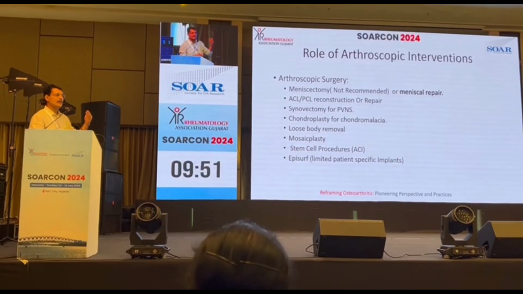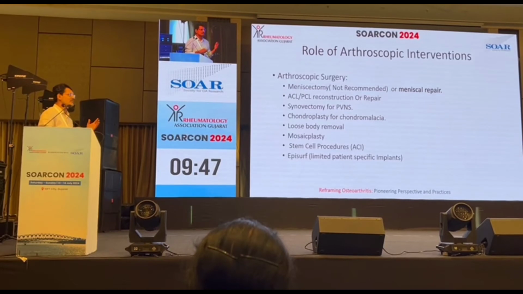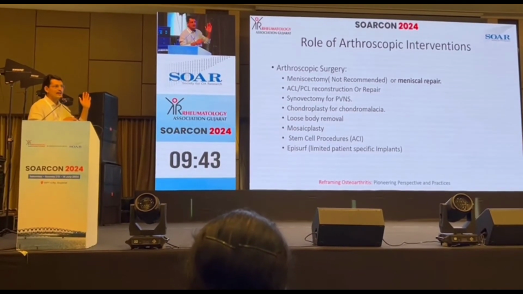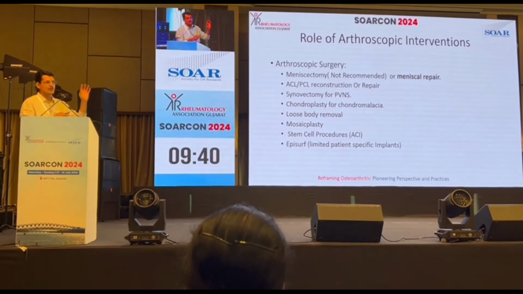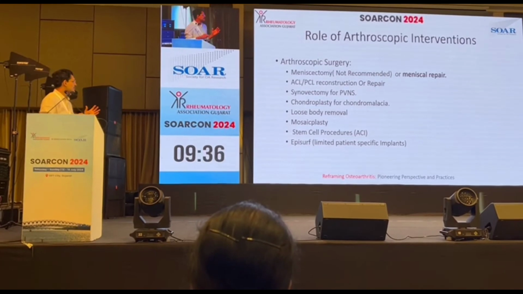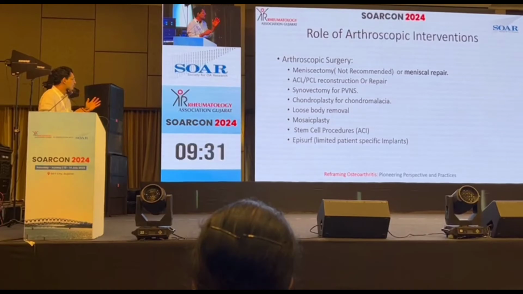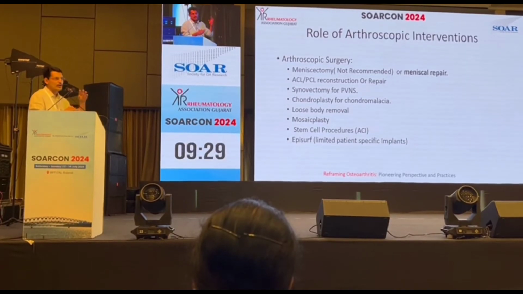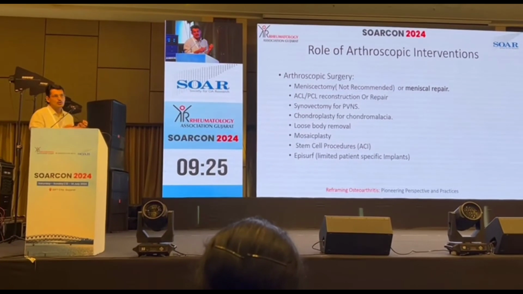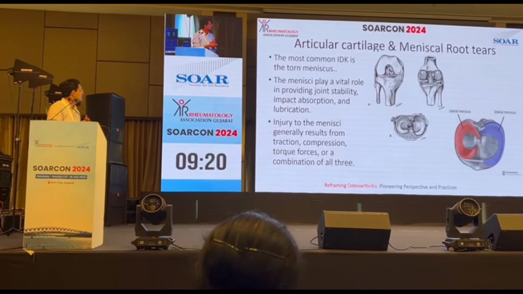So previously, with a meniscus tear with a locked fragment, the standard surgery which was performed was meniscus trimming or meniscus removal, which is called meniscectomy. Nowadays we have gone away from that, and we are more focusing on meniscus repair, and I'll come on to that. Then you can do ligament reconstructions. If there is a PVNS or a soft tissue loose body, you can remove it. You can do chondroplasty, mosaicplasty for localized lesions. You can do a stem cell procedure, which is called autologous chondrocyte implantation, and there is an episurge and loose body removal.